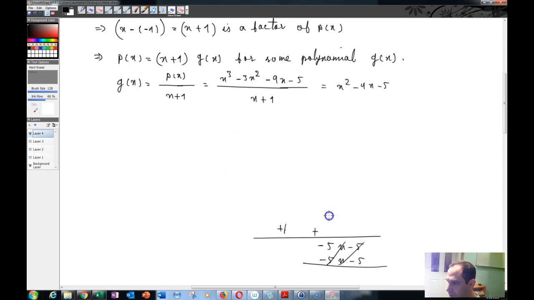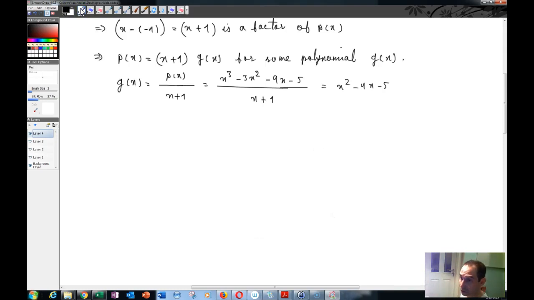So then what you have here is your polynomial written as a product. You can say that now your P of x, which is this polynomial here, is equal to x plus 1, which is a factor, times this polynomial here, which is another factor, x squared minus 4x minus 5. And you can factorize this polynomial as well, x squared minus 4x minus 5.